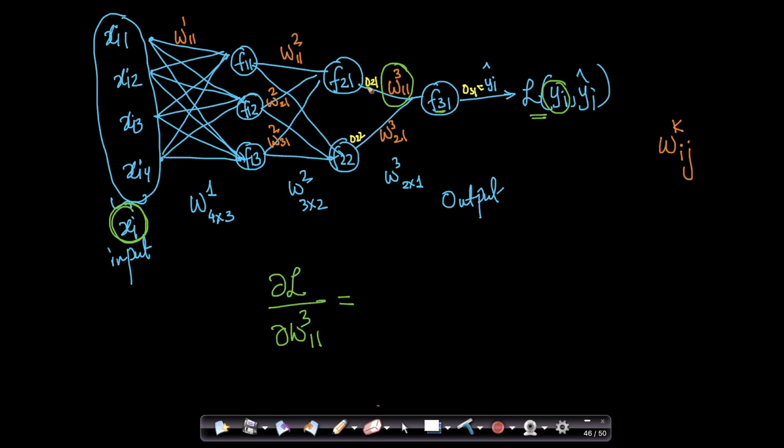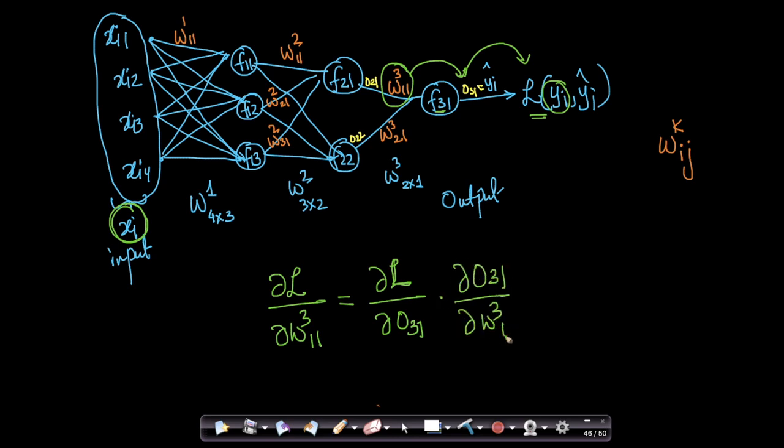So if you follow the flow of this, your W31, again, let's understand this. Your W31 impacts your O31. Your O31 impacts your loss. That's what I've written as hops here. So I can write this as the derivative of L with respect to O31. And what is O31? O31 is nothing but yi hat, right? And the derivative of O31 with respect to W311.